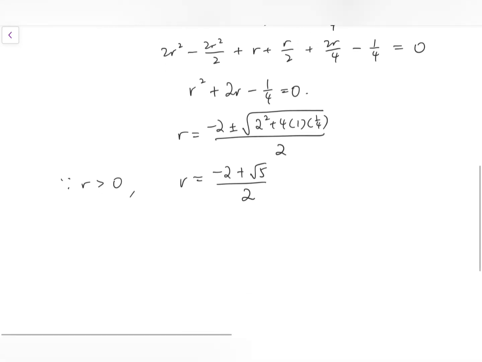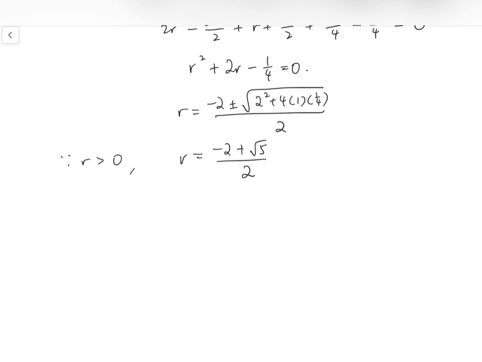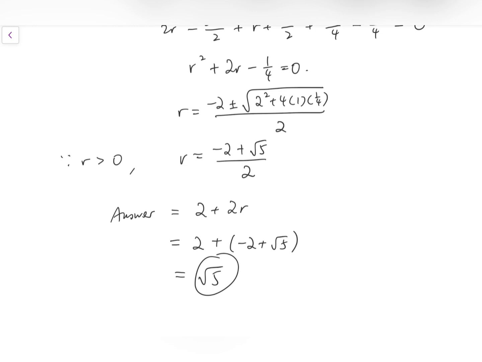And from this, we can say that our final answer is, as explained above, 2 plus 2 times this number. So it's 2 plus minus 2 plus root 5. And so root 5 is the final answer.